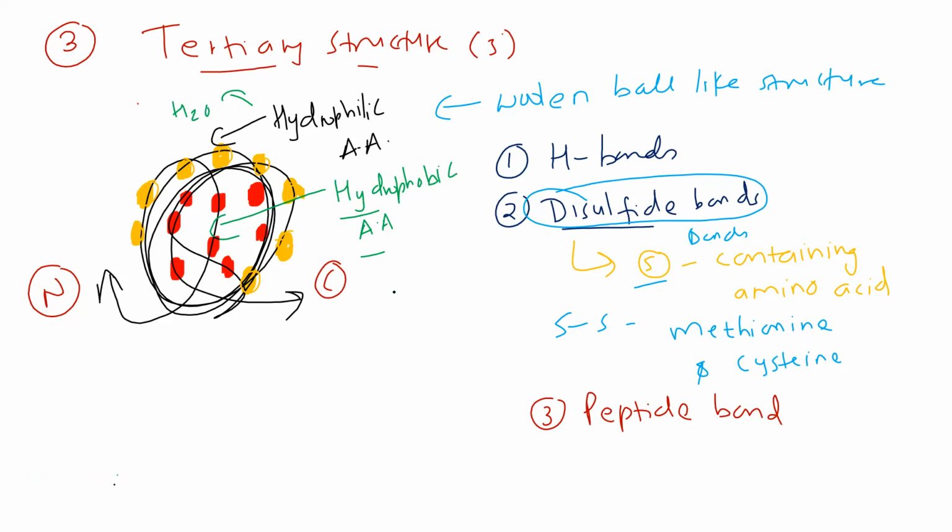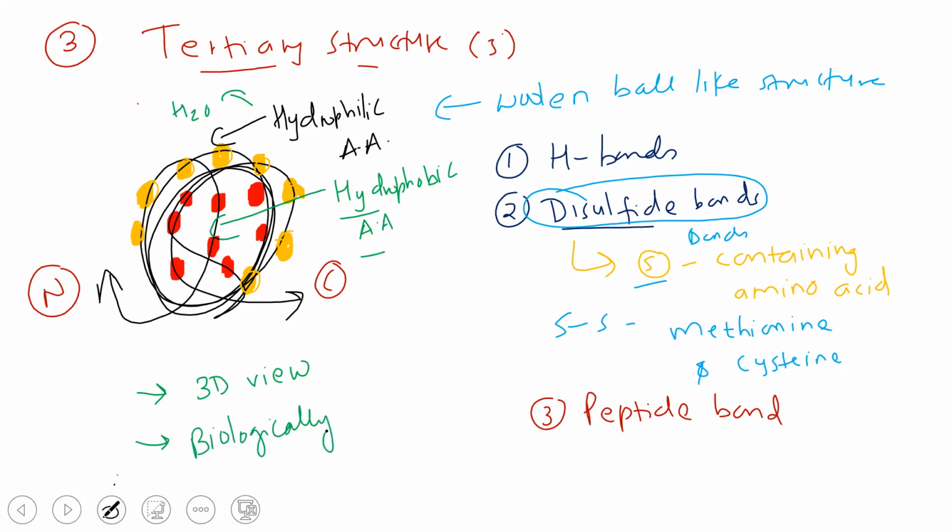So this 3D structure can also give you a three-dimensional view. Biologically, in our body, most of the proteins are in this structure, so it is biologically most active. Most of the proteins in the human body or in the animal body are mainly in tertiary structure.